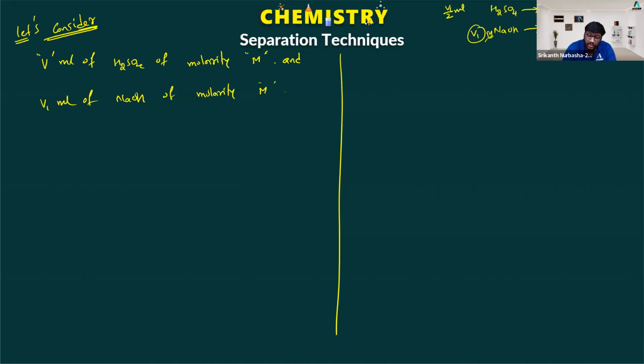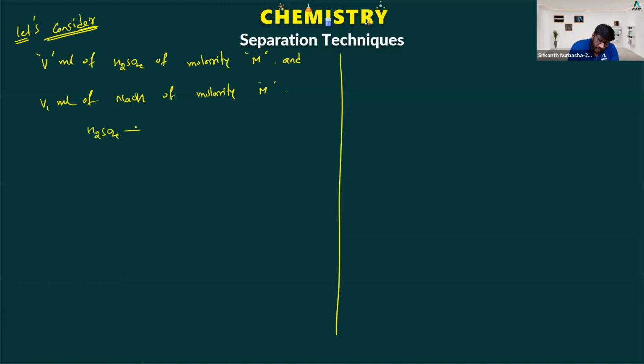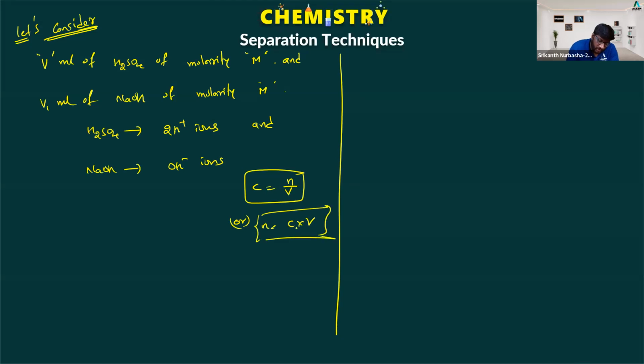Because what is concentration? Concentration is number of moles by volume. What is number of moles? Concentration into volume. Concentration of NaOH is M, volume is V1. So how many moles of NaOH we have taken? Write down these equations. H2SO4 gives 2 H plus ions and NaOH gives only one OH minus ion. Concentration is equal to number of moles by volume, or number of moles is equal to concentration into volume.